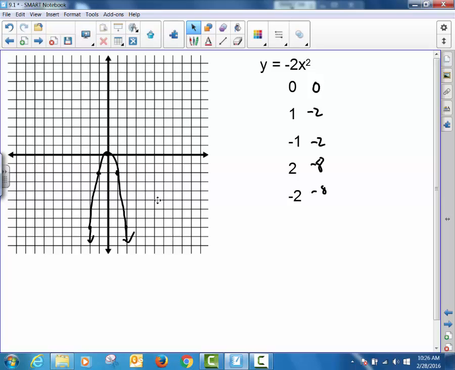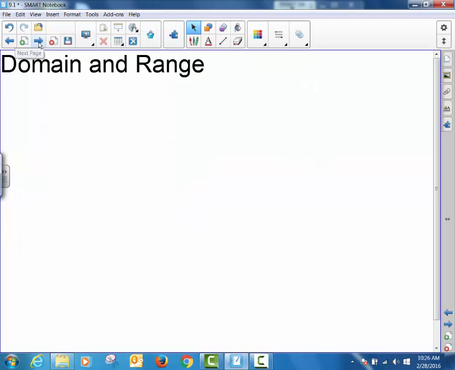There we go. And if you notice, whenever it does not have anything out here after the ax squared, if it doesn't have bx plus c, then it started at the vertex right here. Okay, it started at the vertex. The domain and range.